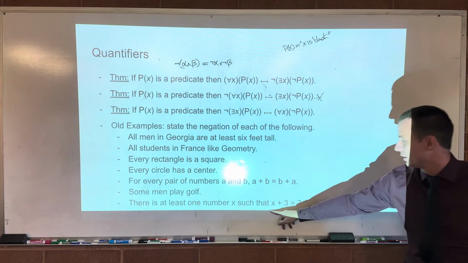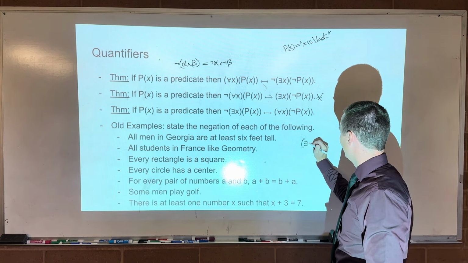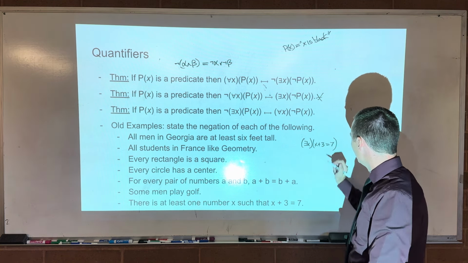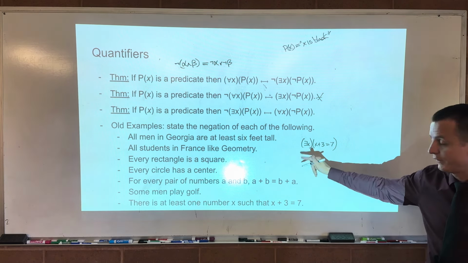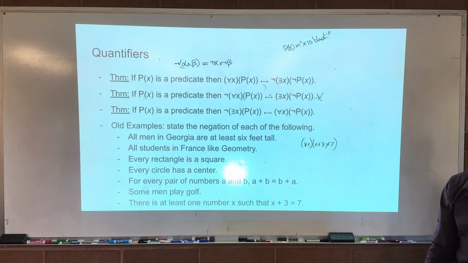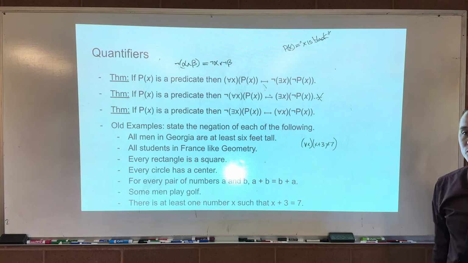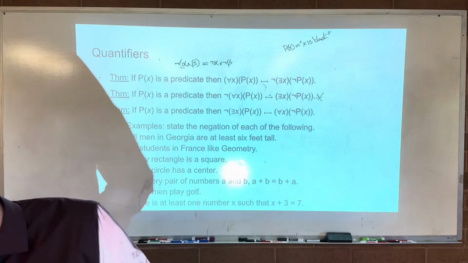There's at least one number X such that X plus 3 equals 7. So that's saying that there exists X such that X plus 3 equals 7. We want to negate that. That means switch the existential quantifier for a universal quantifier, and then negate the inside. For all X, X plus 3 is not equal to 7. Or there is no X such that X plus 3 equals 7, but it's a harder way to say it. Okay, so there's examples with the quantifiers.